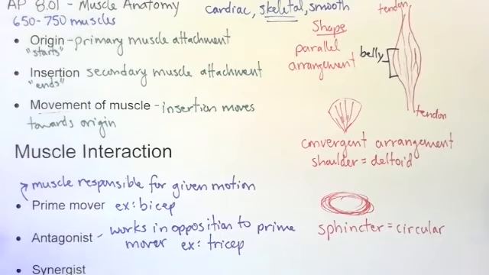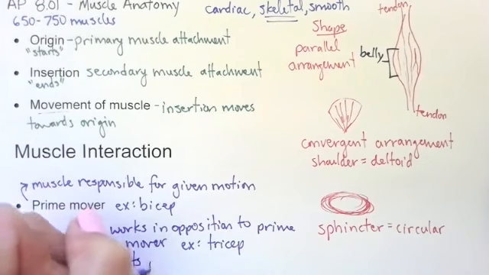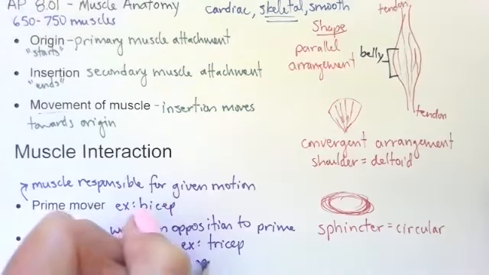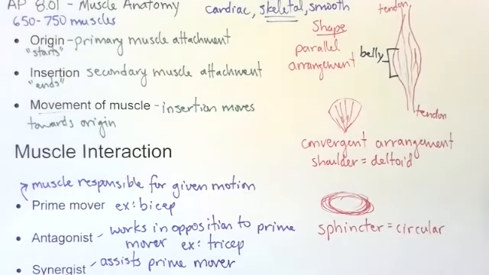So what's a synergist? A synergist assists the prime mover. Your brachialis is located in between your bicep and your tricep, and that would be a synergist. It's going to help either the bicep or the tricep. And you'll see that when we talk about motion, it's pretty complicated. It's often not just a single motion, but a group of muscles working together.